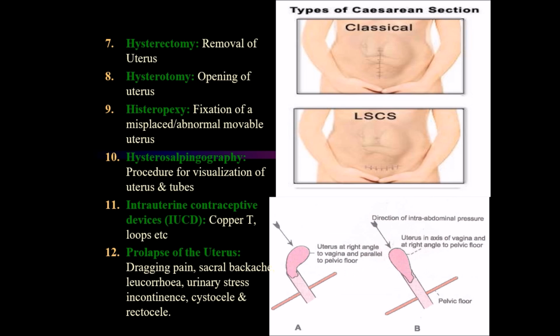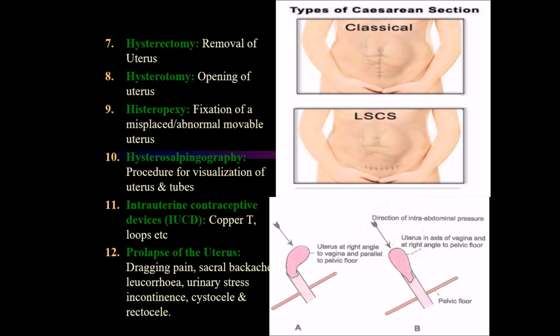Then one of the procedures of temporary contraception is by something called the intrauterine contraceptive devices, IUCD, which is a temporary method of sterilization, like copper T or Lippes loop and other things, where they can keep the gap between the two children by temporary sterilization by intrauterine contraceptive devices, IUCDs, like copper T, Lippes loop and other things.